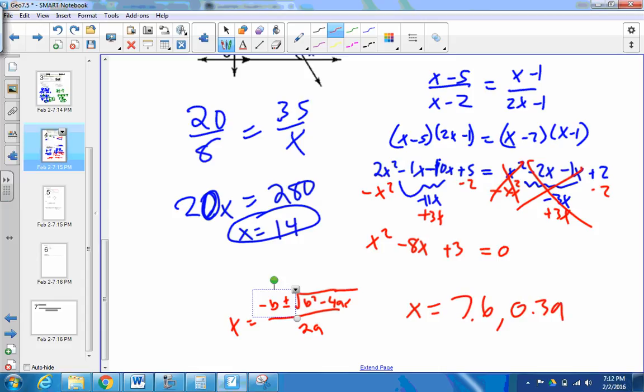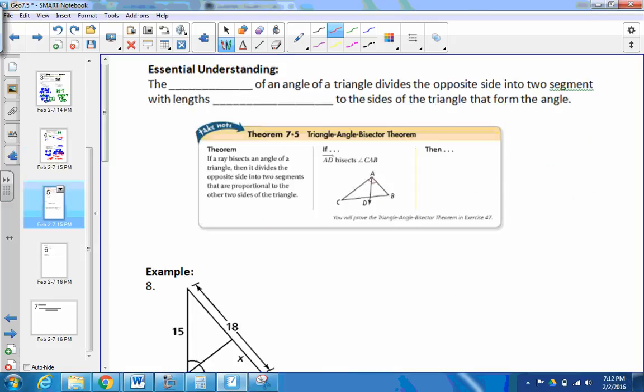Alright, so moving on, we have one more theorem, and it's the triangle angle bisector theorem. So here it says the bisector of an angle of a triangle divides the opposite side into two segments with lengths proportional to the sides of the triangle that form that angle.